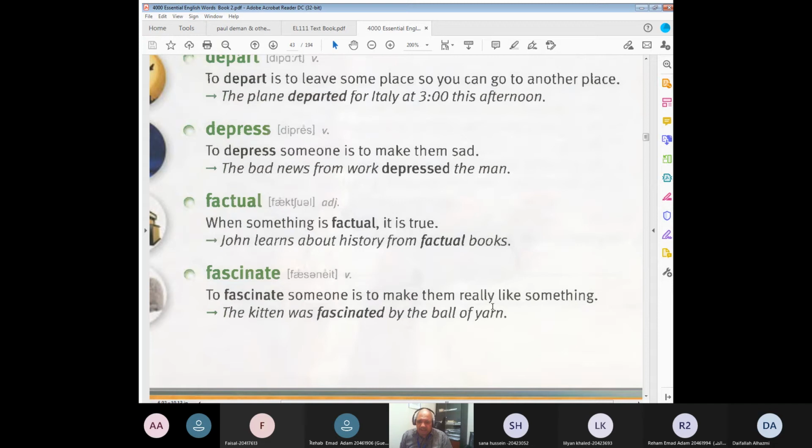And then you have the word depress. So to depress someone is to make them sad. The bad news from work depressed the man. And then you have the word factual, which comes from fact. When something is factual, it is true because it's based on facts. John learns about history from factual books.